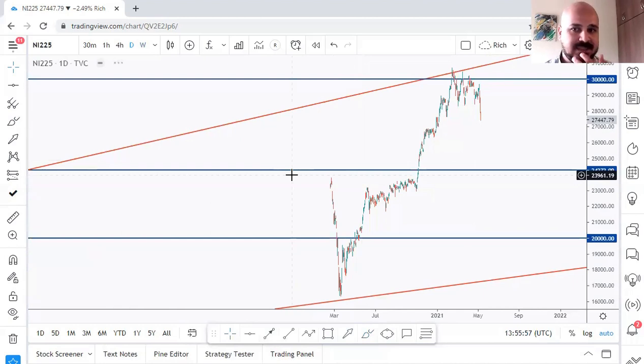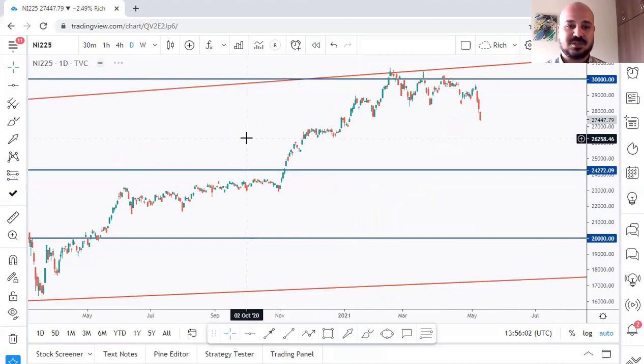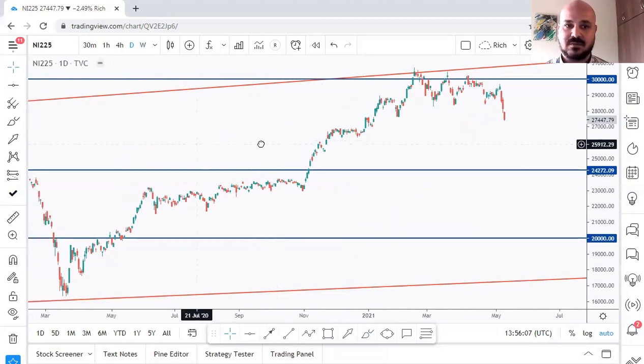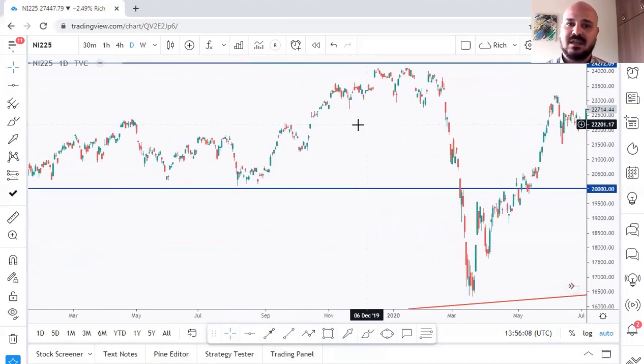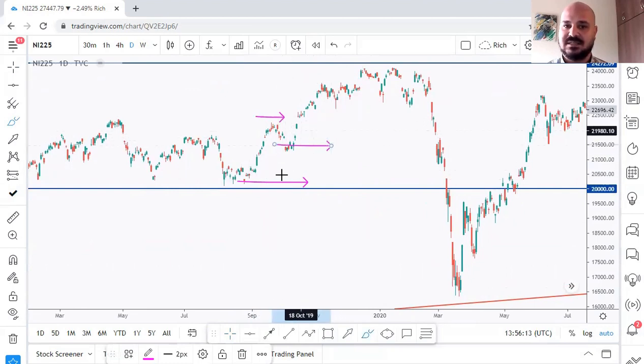But anyway, on the daily time frame, if we zoom in, we can identify the market structure. We can get more of a feeling about the market just from a market structure perspective. So as you can see previously, this one was overall bullish, making higher highs and higher lows. So a higher high, higher low, higher high, higher low, and so on.